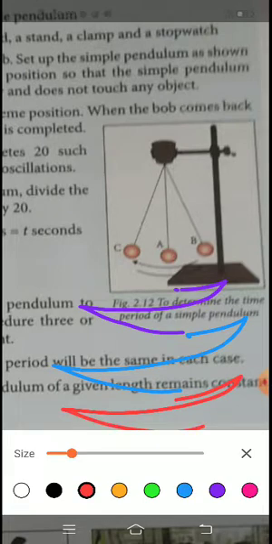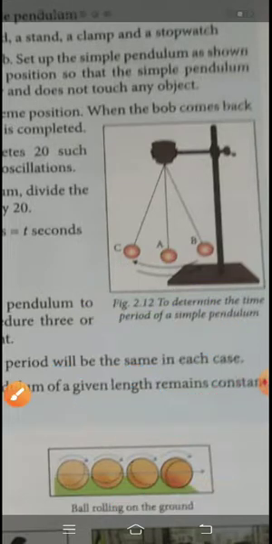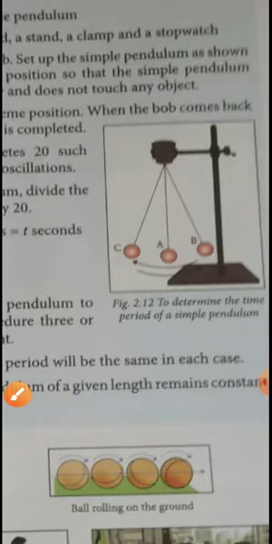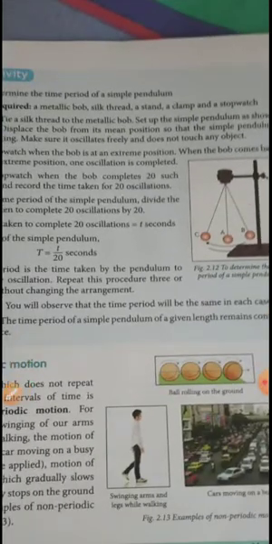It will keep on rotating in the same manner. So I have to calculate for 20 oscillations, and till that my stopwatch will be running. Once my 20 oscillations are completed, I have to stop my stopwatch. Then you note down your time. So now the time is 200 seconds. So time period for one oscillation means you have to divide it by 20. Therefore 200 by 20, you will get your answer as 10 seconds.